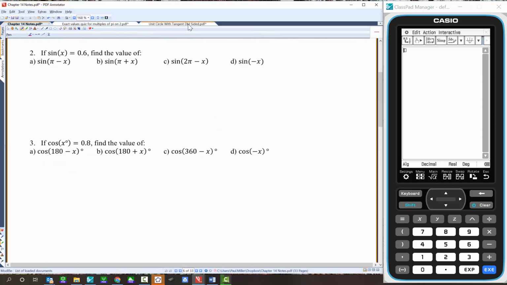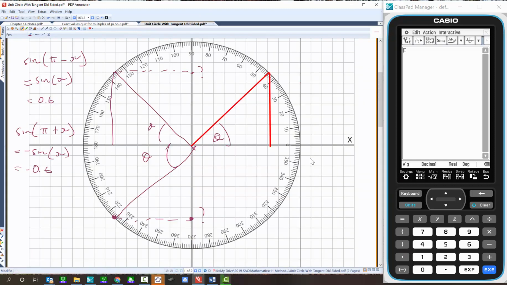2 pi take x. So we're starting at 2 pi and we're going to rock back x, which will take us to here. And note that that's the y value there. So we're going to do the same thing. So we've got sine of 2 pi take x, which is going to be exactly the same as the negative sine of x. That is, do it in the first quadrant, get the positive, stick a negative sign out the front, and you're going to get the negative answer. So that's negative 0.6 again.